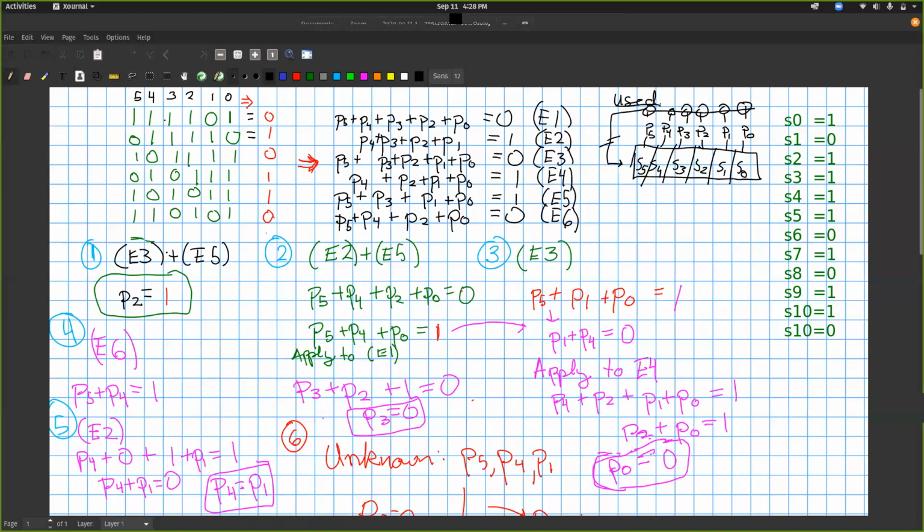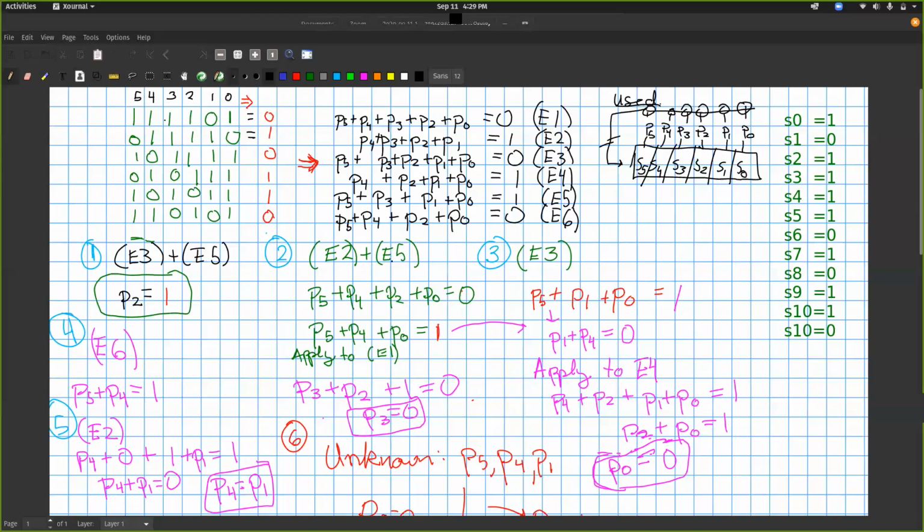The first thing I did is I noticed that if I add equation 3 and equation 5, everything cancels out except for P2. You'll notice that if you add one of these coefficients to itself, then it doubles, but we're working mod 2, so anything that is doubled is canceled. So P2 is equal to 1, and then I go through and tool around a little bit more.